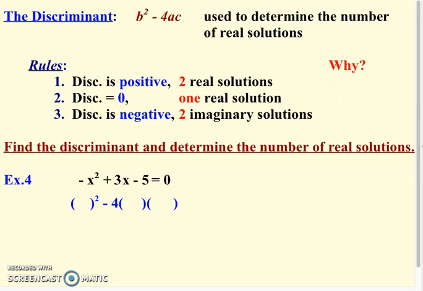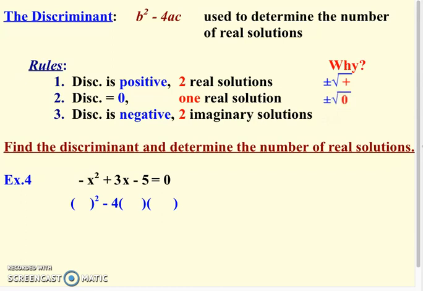Now, as far as the rules go, pretty simple ways of thinking about this. Why is it that when it's positive you get 2 real, when it's 0 you get 1, and when it's negative you get 2 imaginary or complex? Because think about what's going on under the root. If it was positive, you'd have number plus and minus number divided by number. Okay, so the plus and minus is going to create 2 solutions.